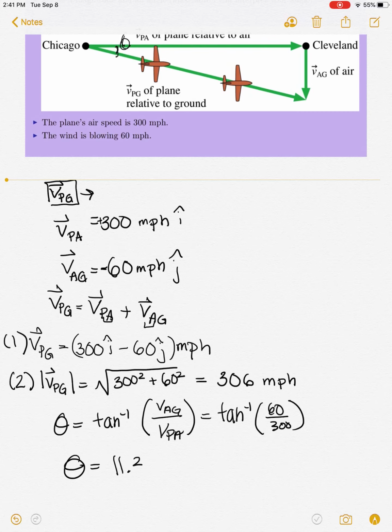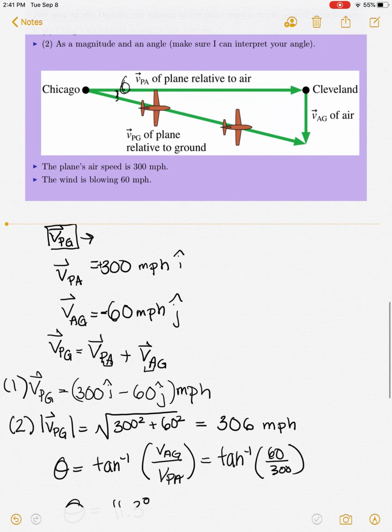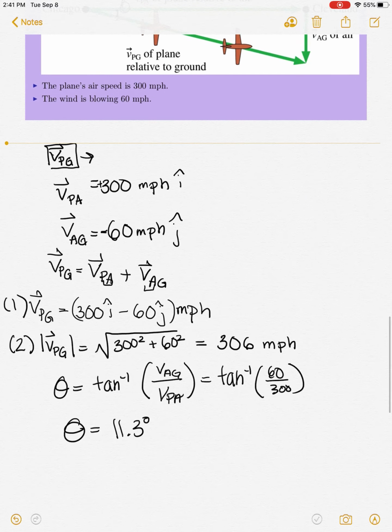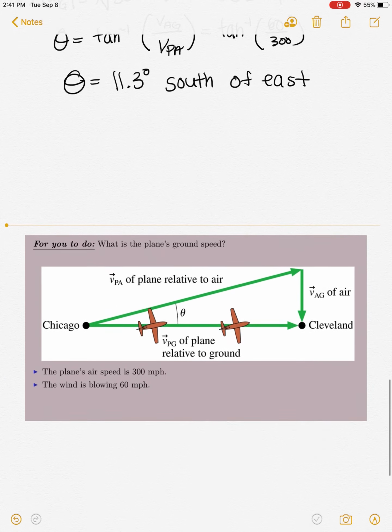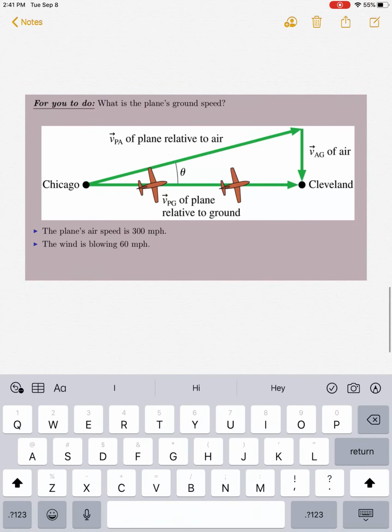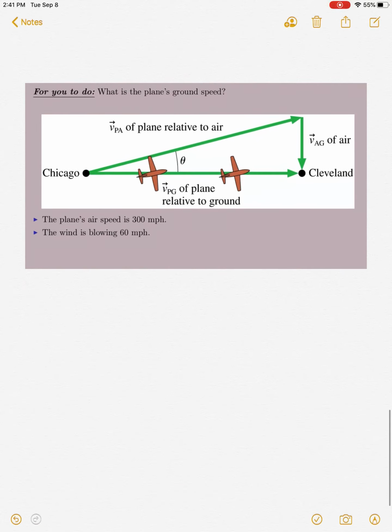So overall, my angle theta is going to be 11.3 degrees, and then I have to give it an overall direction. And so here I see that the plane is moving southeast. So I'm going to say it's 11.3 south of east. And so that is how I can do this problem. And so let's take another gander at something similar.